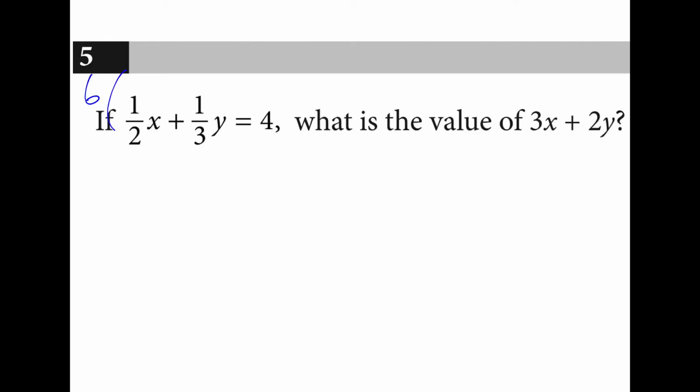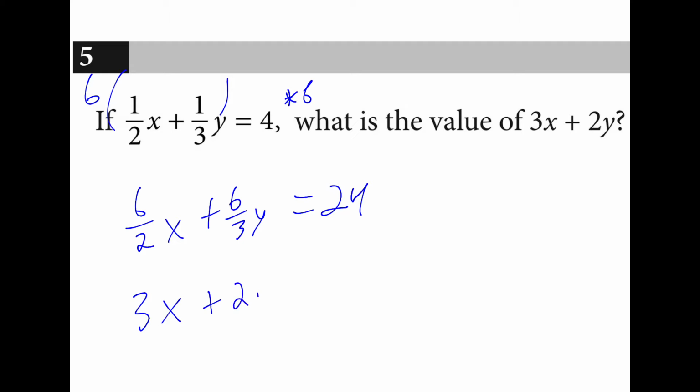If I multiply this entire equation by 6 on both sides, I'm left with 6 over 2x plus 6 over 3y is equal to 24. This is the same thing as 3x plus 2y is equal to 24, which is my answer.